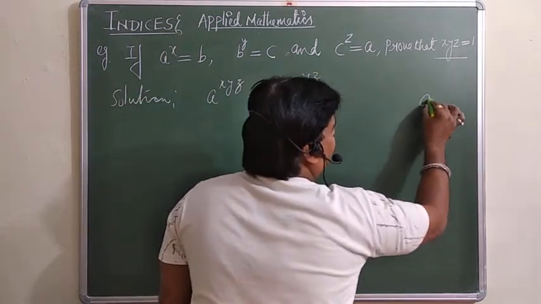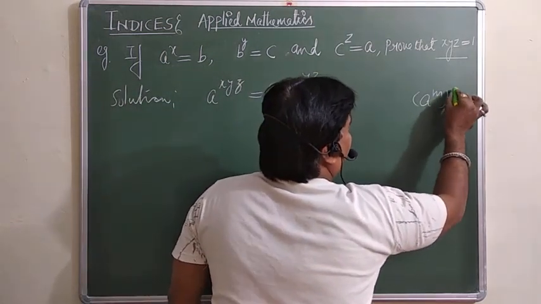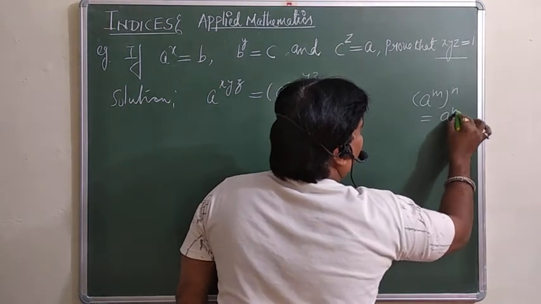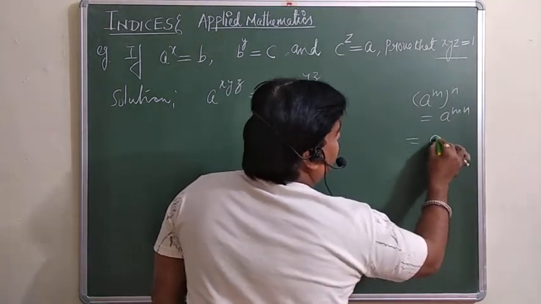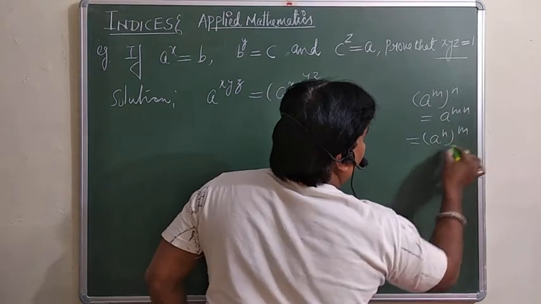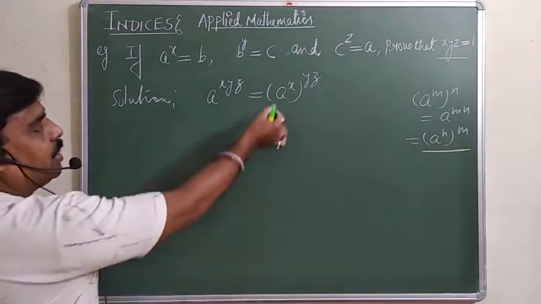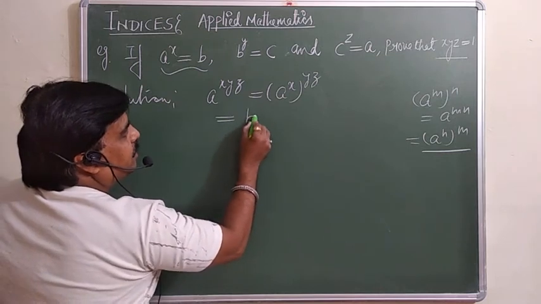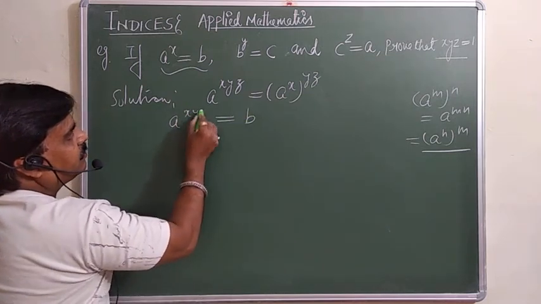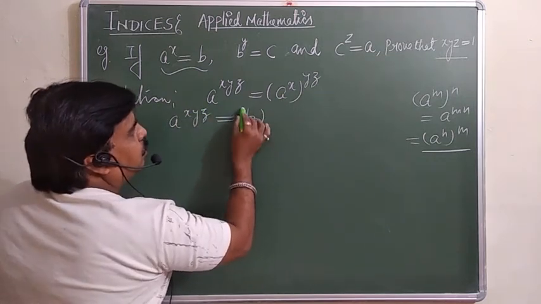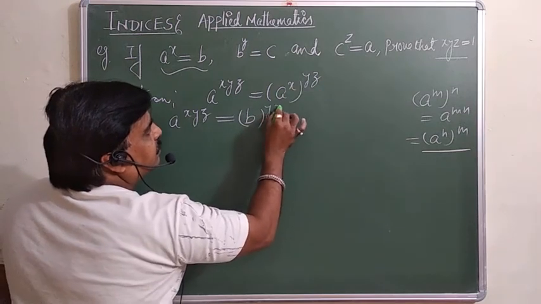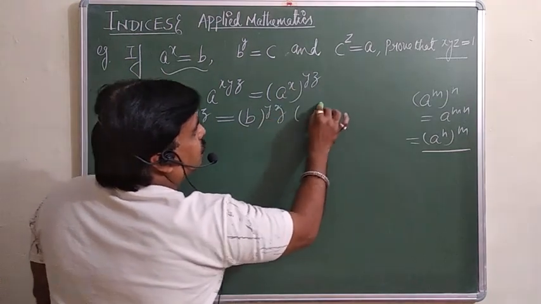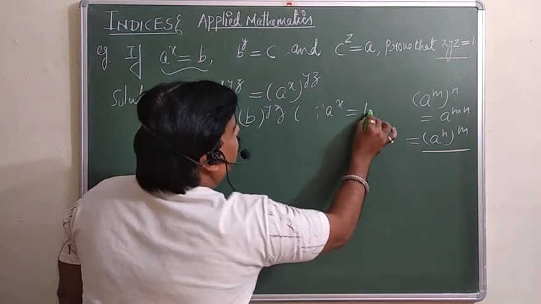By using this one, we are going to break it: a raised to power mn is equal to a raised to power m whole raised to power n, or it can be written as a raised to power n whole raised to power m. You can write down this way only. Now, a raised to power x is equal to what? b. So this can be written as b whole raised to power yz, because a raised to power x is equal to b is already given.